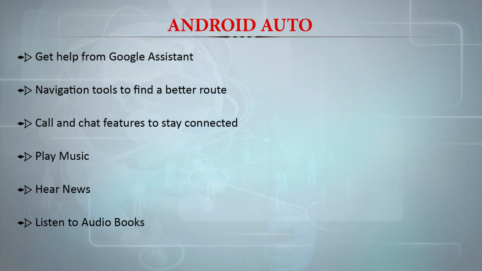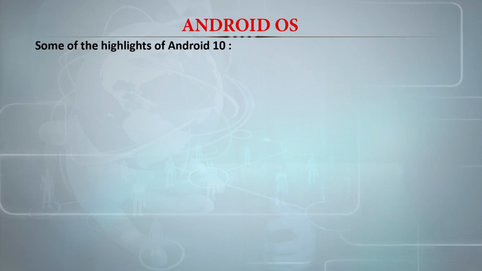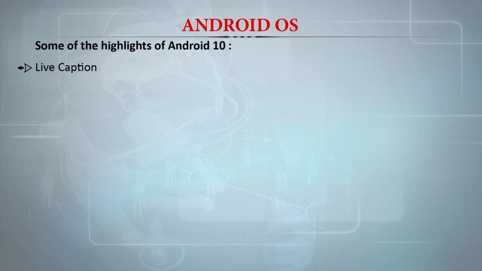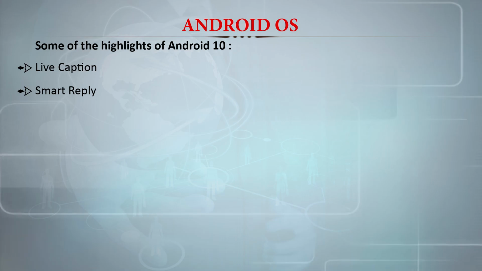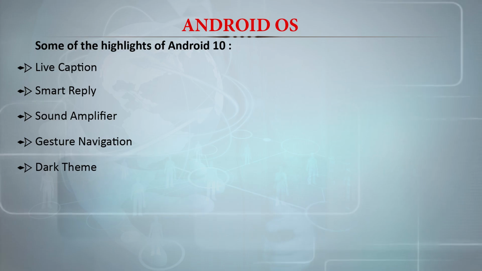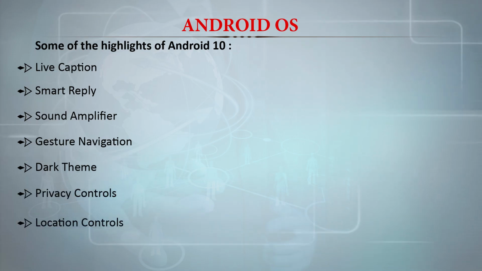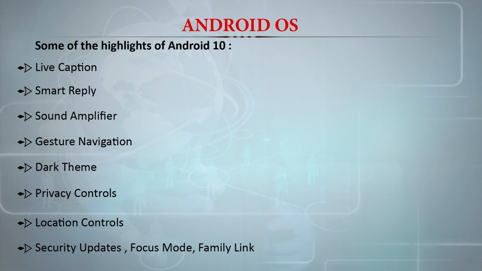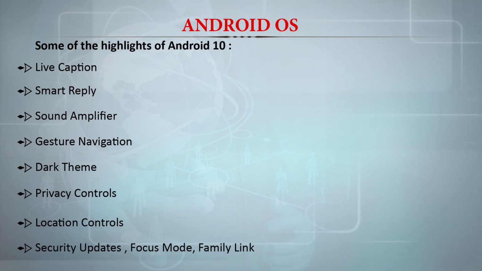Listening to audiobooks is a wonderful thing because playing music and other things we are very much aware of, but if audiobooks can be read, then it is also possible to pursue meaningful education while being in an automobile, driving or traveling. Then one very important thing from Google is the Android operating system, and the latest in the sequence is Android 10. Some of the highlights of Android 10 are live caption, smart reply, sound amplifier, gesture navigation, dark theme, privacy controls, location controls, security updates, focus mode and family link.